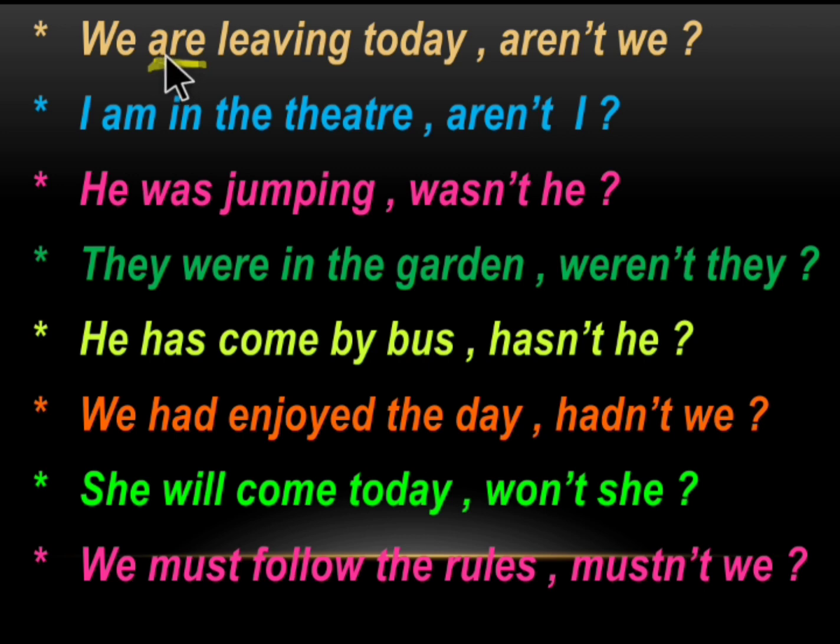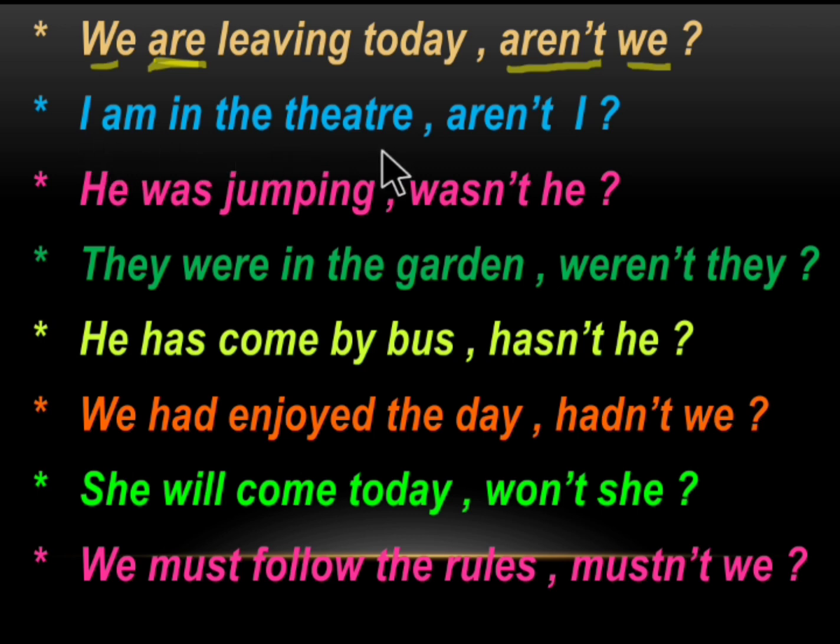Now, while we frame the question tag, if this given statement is a positive one, we have to give a negative tag. If the statement is a negative, we have to give a positive tag. So all the sentences here are positive, so we will give a negative tag. We will do it one by one. We are leaving today. So are is the auxiliary verb. The negative form of are is are plus not, that is aren't. And the pronoun here is we, and so we, aren't we.